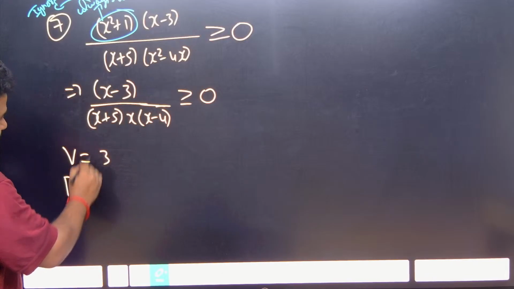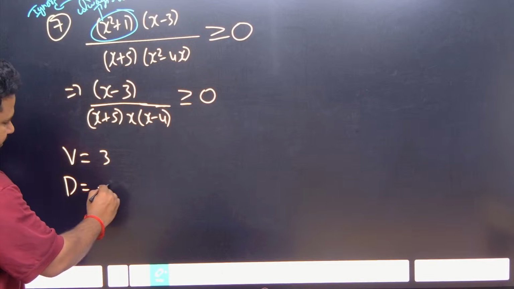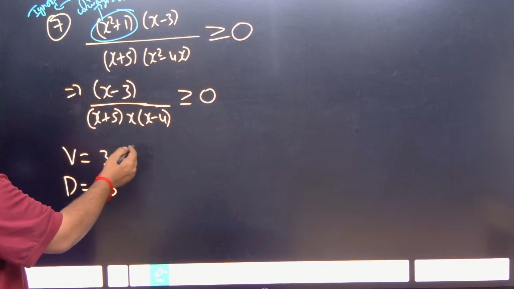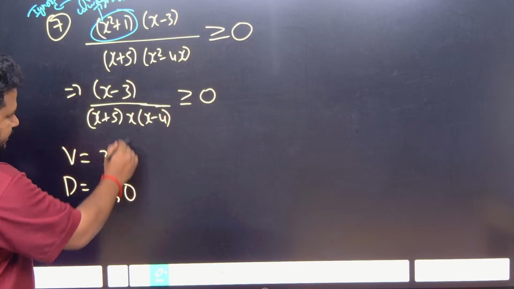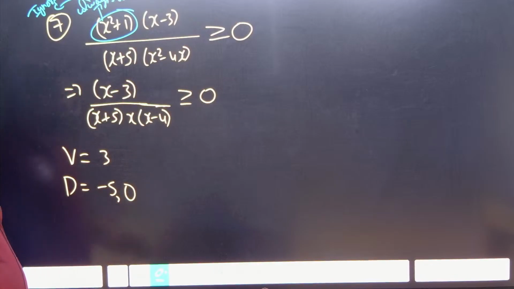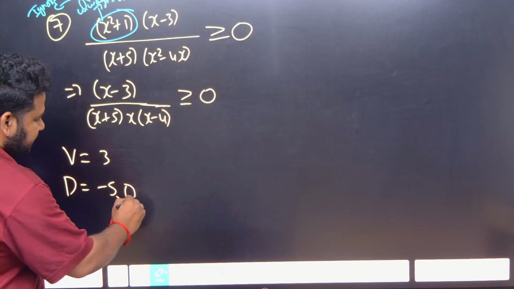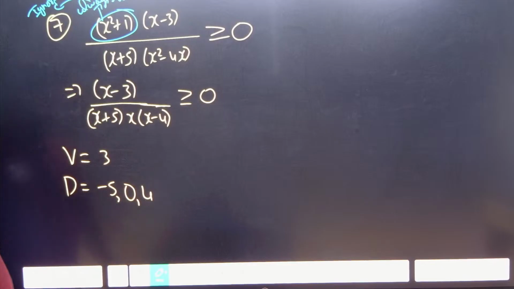Discontinuous points. X plus 5, if I equate to 0, I will get x is equal to minus 5. X, if I equate to 0, I will get 0. X minus 4, if I equate to 0, I will get 4. Okay, so these are discontinuous points, these are vanishing points. Now they are telling positive, greater than or equal to 0.